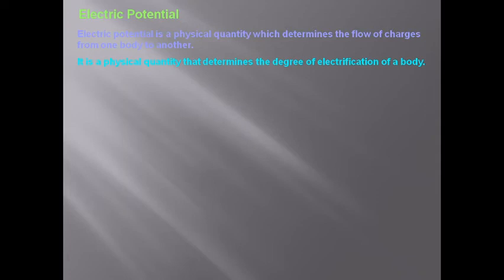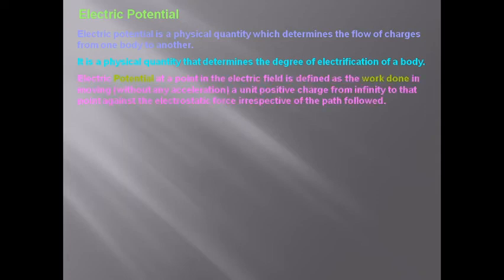It is a physical quantity that determines the degree of electrification of a body. That means, in a simple way, electric potential at a point in the electric field is defined as the amount of work done in moving a unit positive charge without acceleration from infinity to that point against the electrostatic force, irrespective of the path followed. So the simple formula is V, a symbol used for electric potential, W is the amount of work done per unit charge.